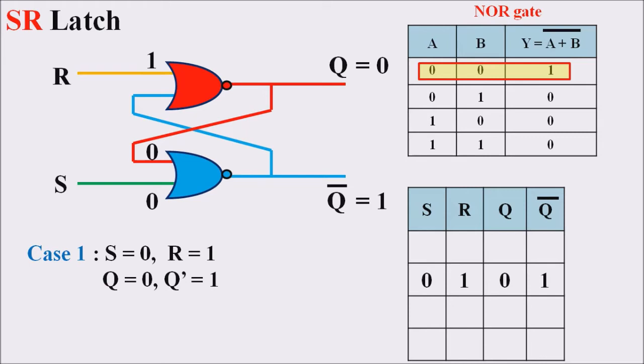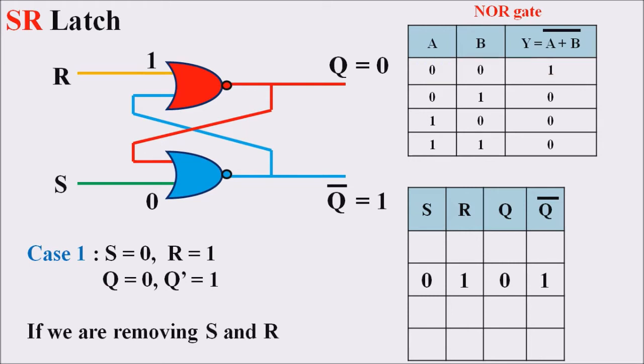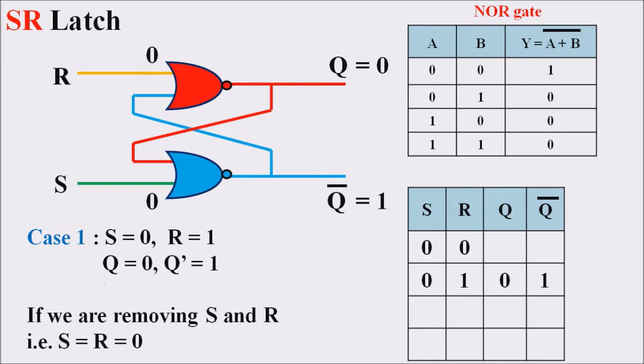So now let us consider a concept: if we are removing both the inputs S and R, which simply means that the value of S is equal to 0 as well as the value of R is equal to 0. 0 means we are not giving any input. Then, according to the truth table of the NOR gate, if any of its inputs is 0, the output of the NOR gate depends upon the second input.